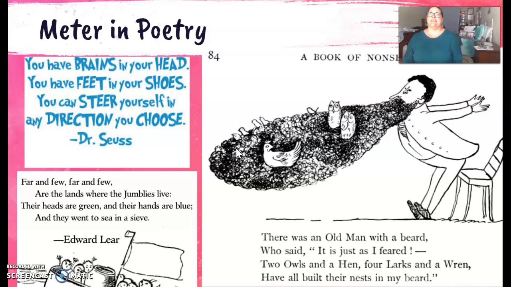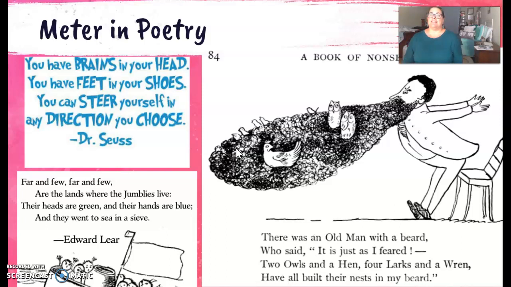This second one is from the same book. It's also by Edward Lear. He is a poet from the 1800s, so a long time ago. And he wrote a whole book of limerick poems. And he named his book A Book of Nonsense. And this last poem is from that.